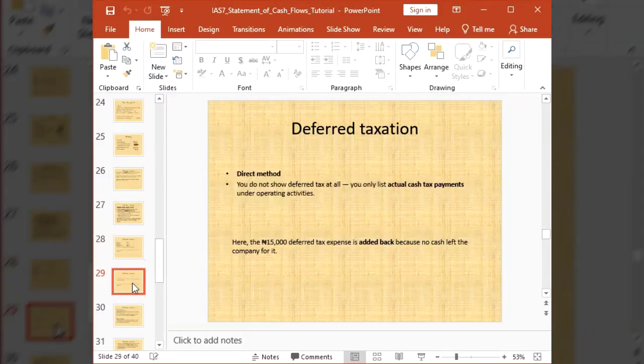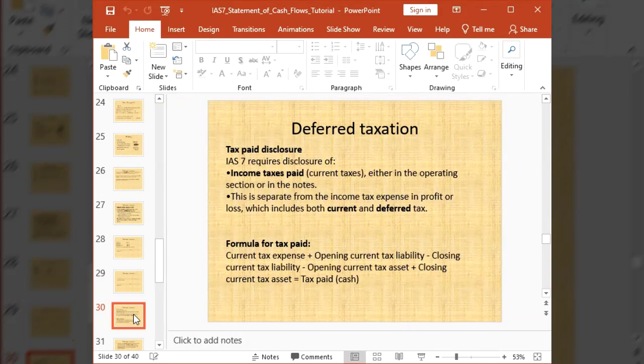In the direct method, students will not be required to show deferred tax at all, because in the direct method it is only the actual cash tax paid that is recognized under operating activities. Hence, in the indirect method, the 15,000 naira deferred tax expense is added back, but in the direct method, there will be no need to do that because no cash actually left the company for it.